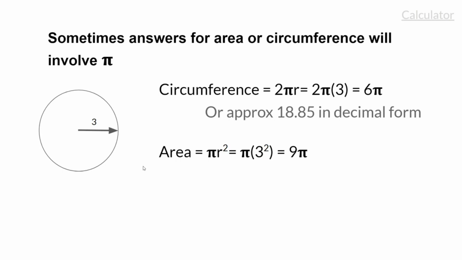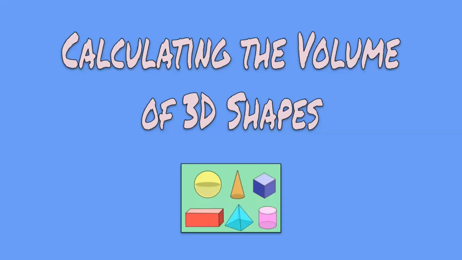Let's move on to the area. The area equals pi times r squared. So that means pi times 3 squared. Your calculator will give you an answer of 9 pi. Then hit the toggle button, and you should get an answer of 28.27, rounded in the decimal form.